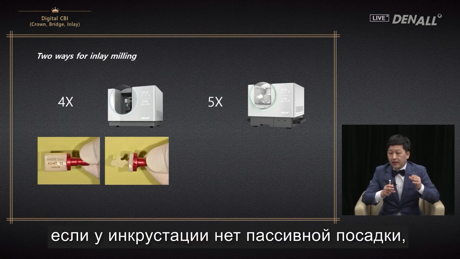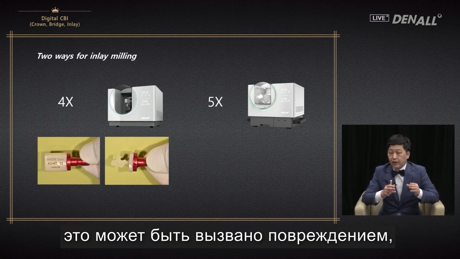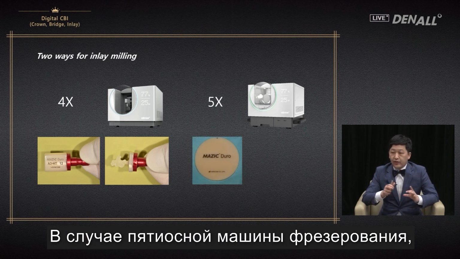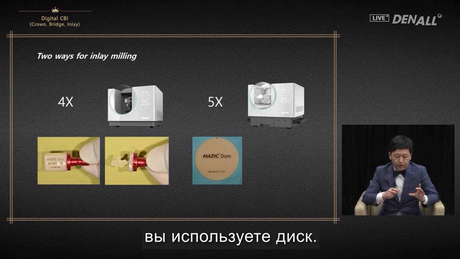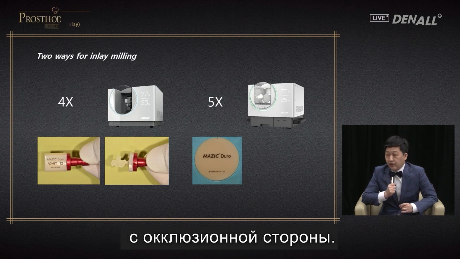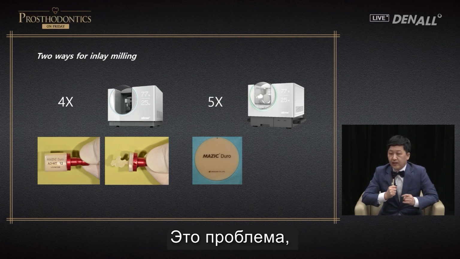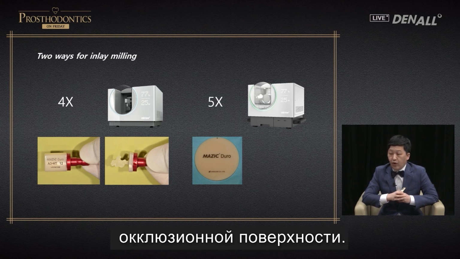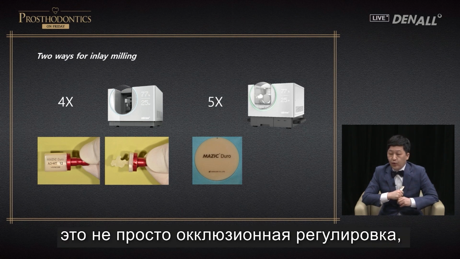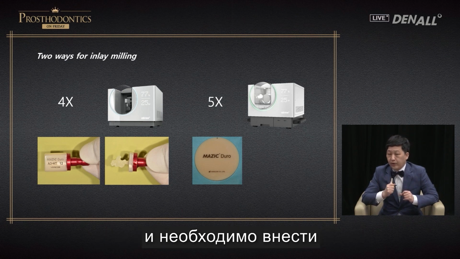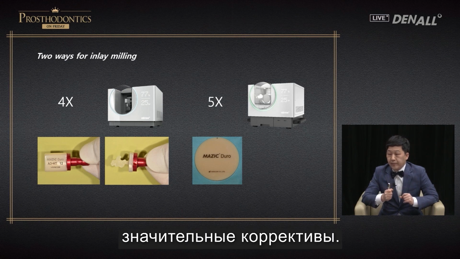At times, if the inlay does not have a passive fit, it can be a cause for fracture, so you need to be very careful. In the case of a 5-axis milling machine, you use a disc. The problem with this is that the connector is on the occlusal side. This is a problem because it damages the anatomical structure of the occlusal surface. Once setting is done, this is not just occlusal adjustment, but it's almost as if you recontour the inlay, and significant adjustments need to be made.